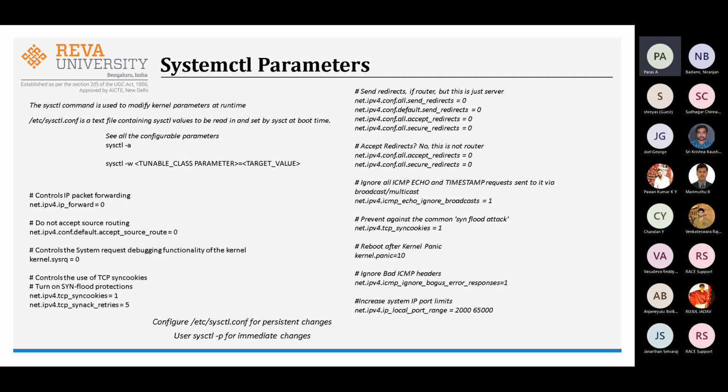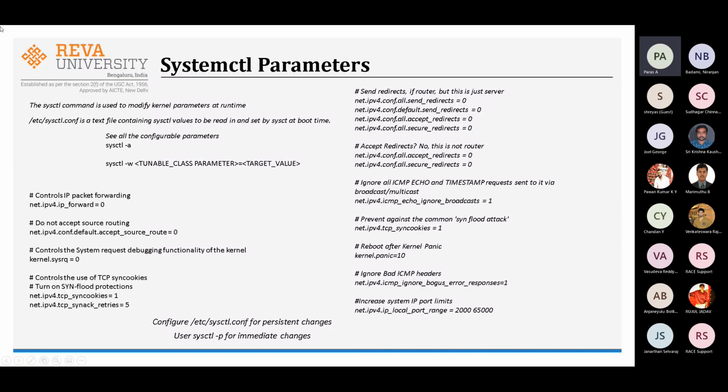If I have to see the parameters which are configurable, I can run the sysctl -a command, and that will dump all the parameters which can be configured. If I have to tune a parameter, I can just say sysctl -w to write a parameter, and I'll say a parameter name and a parameter value, with no space around the equals sign. So parameter=value without space.